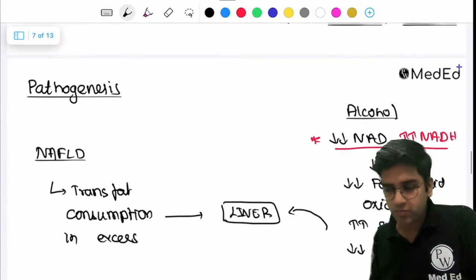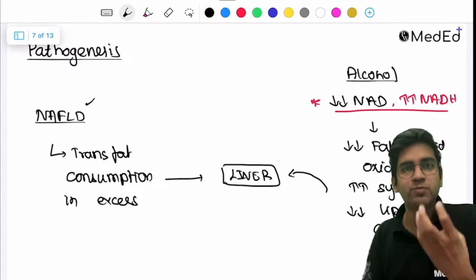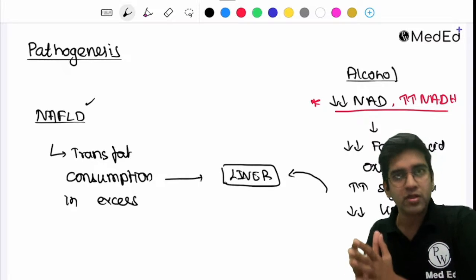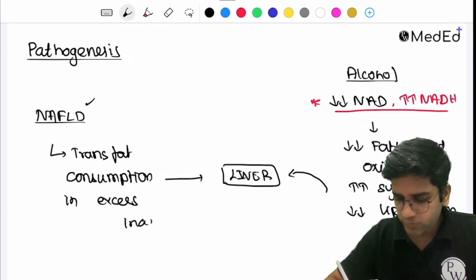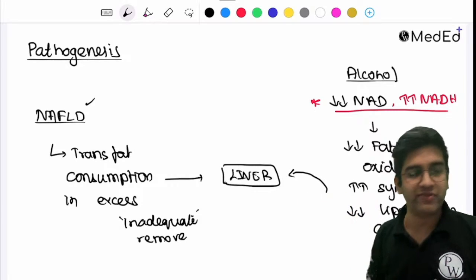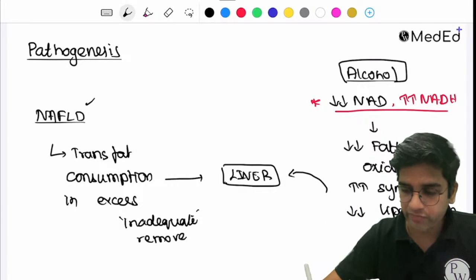Now let's see what is the pathogenesis. NAFLD is very simple. It's more and more consumption of trans fat. The more fat I consume, my liver is not able to metabolize. That's where your inadequate removal comes. I'm not able to remove it completely, so automatically it deposits in the liver, because the liver is a place where metabolism of fat happens, right? That's one half. Let's see how alcohol functions.